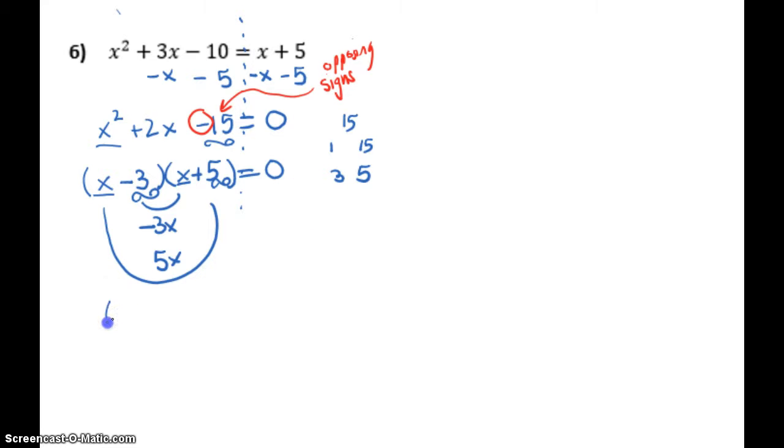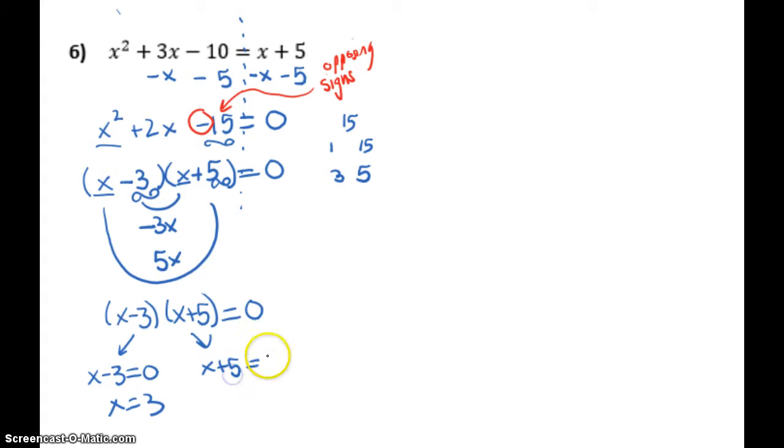So we're looking at the equation x minus 3 times x plus 5 equals 0. Then, thanks to the zero product property, you can set this equal to 0. That means x is 3. Set this equal to 0. That means x is negative 5. And those would be my solutions.